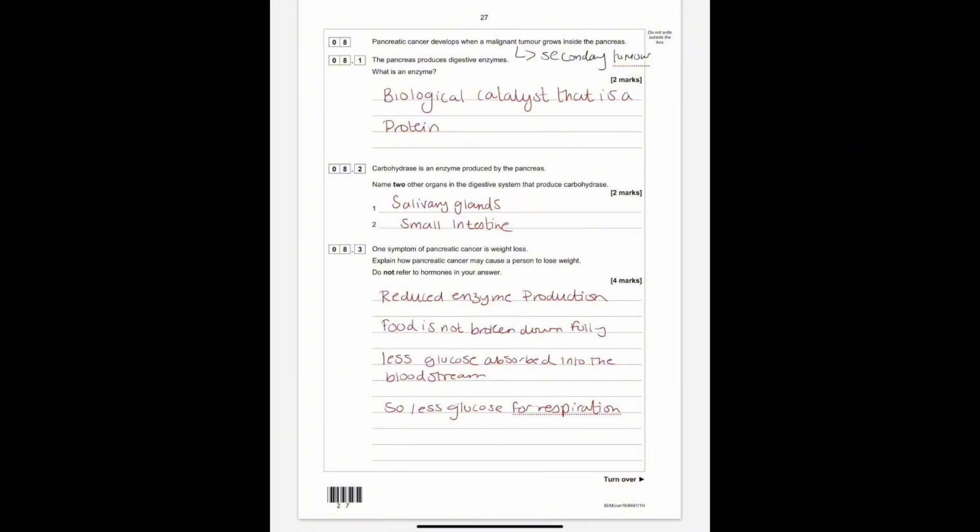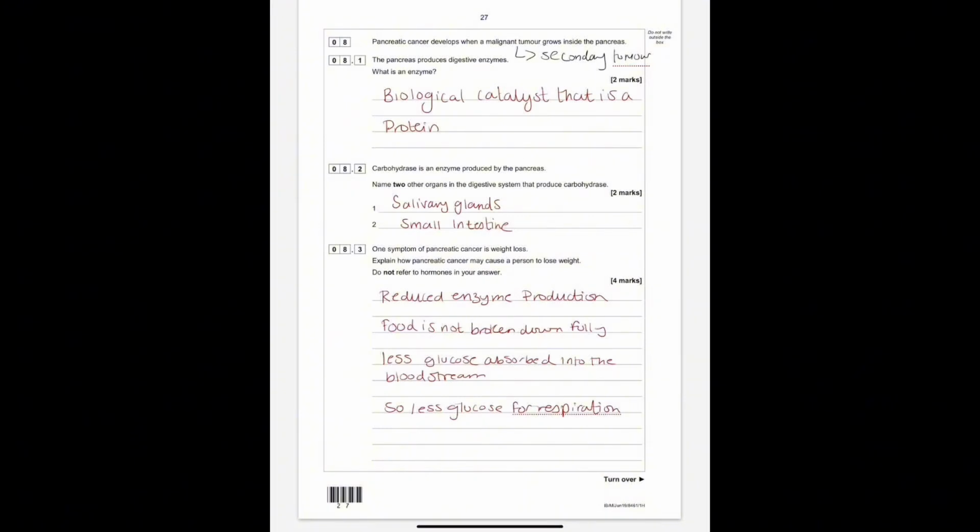What is an enzyme? So the best definition that you can write down to get 2 marks is it is a biological catalyst that is a protein. This is the easiest way to remember it, and that will get you 2 marks because enzymes are made out of protein. 8.2. Carbohydrase is an enzyme produced by the pancreas. Name 2 other organs in the digestive system that produce carbohydrase. And so the first one is going to be the salivary glands, and the second is going to be the small intestine.